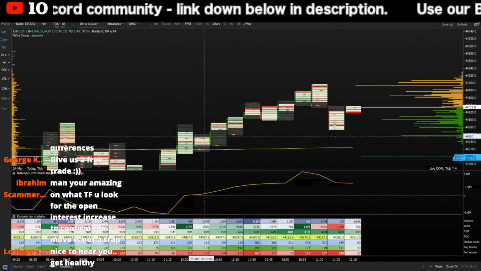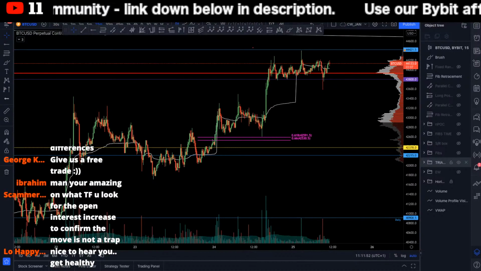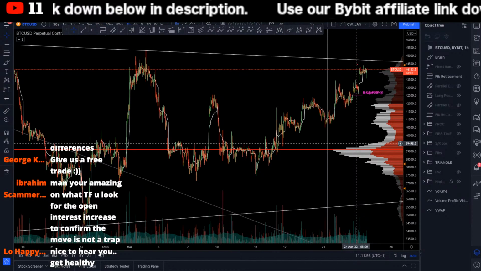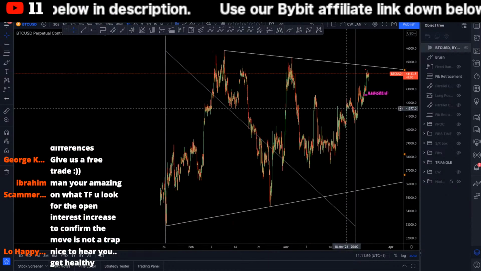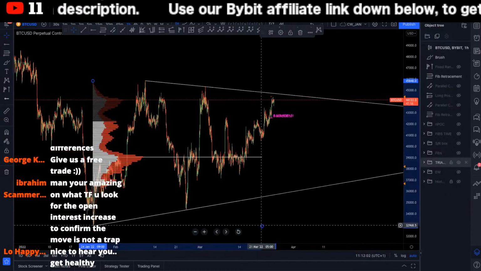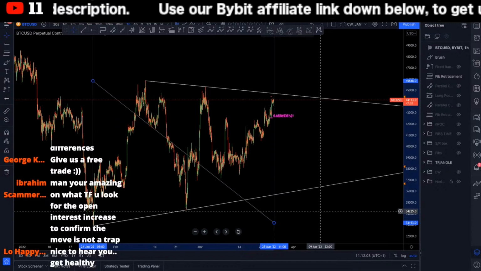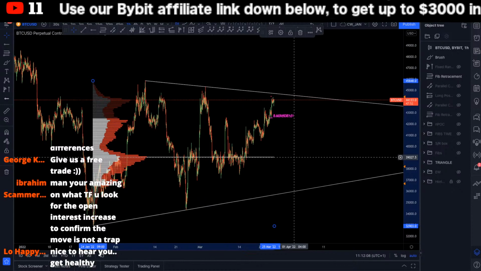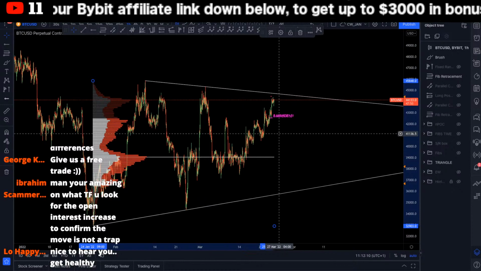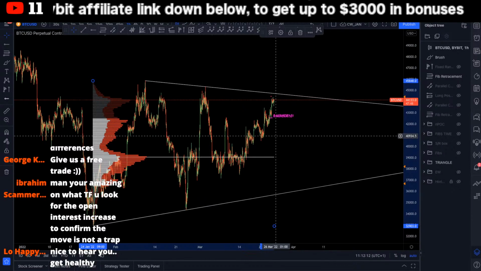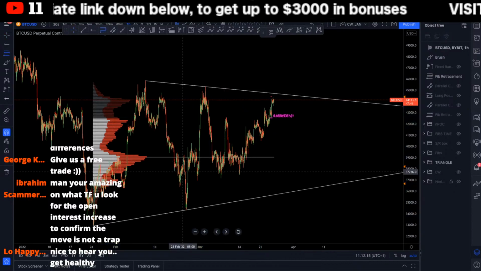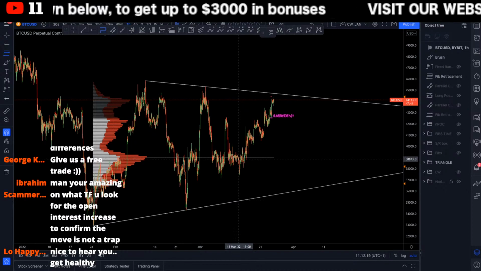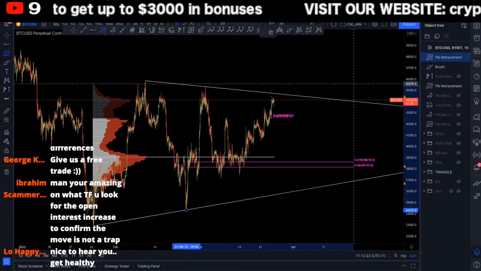In the mid-term, I'm still paying attention to this triangle, obviously. We will see what's going to happen here. This still will be good support, 39,000. Yeah, the 39,000 level will be a nice one. I think that even a VP is lining up down there. Yeah, a little bit lower.